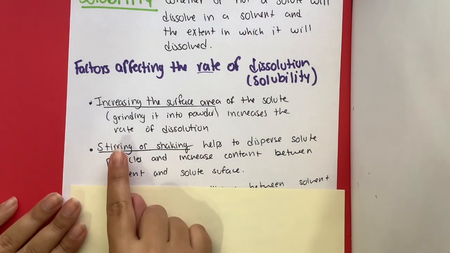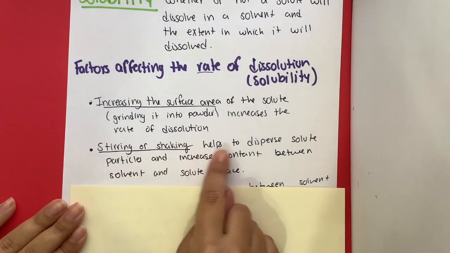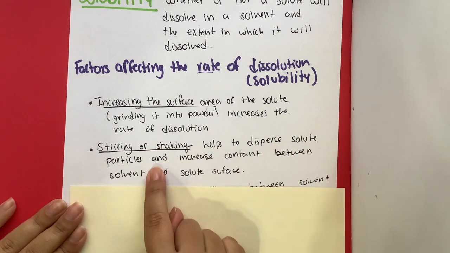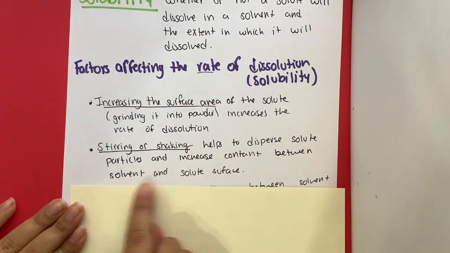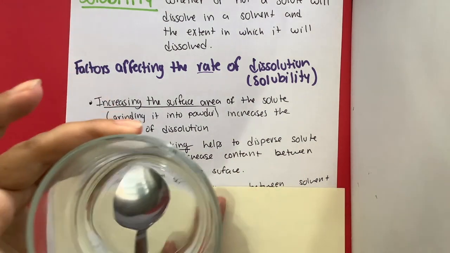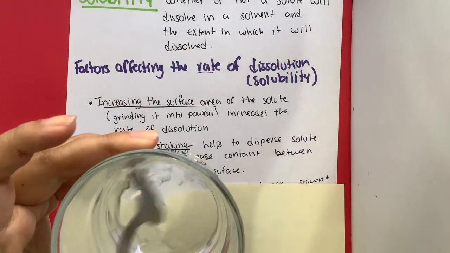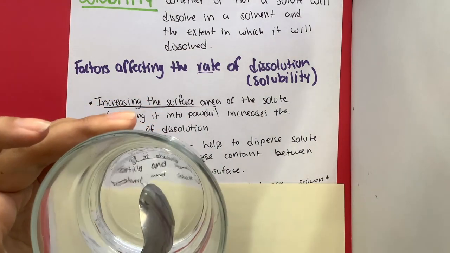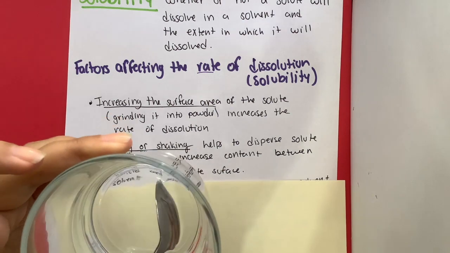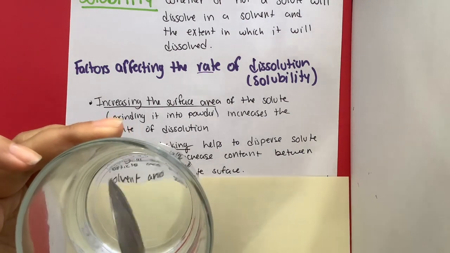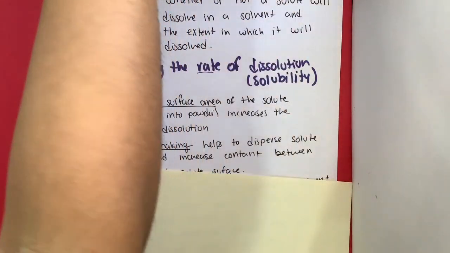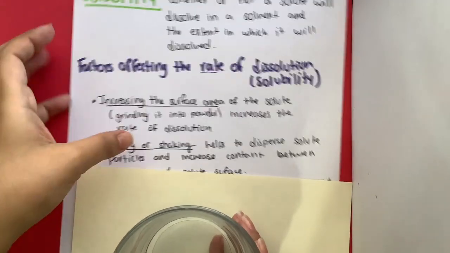Another factor is stirring or shaking. This helps to disperse the solute particles and increase contact between solvent and solute. You noticed that when I put my salt here, I used my spoon to stir it around. If I did not stir it, my salt would still dissolve in the water, but it would just take longer.